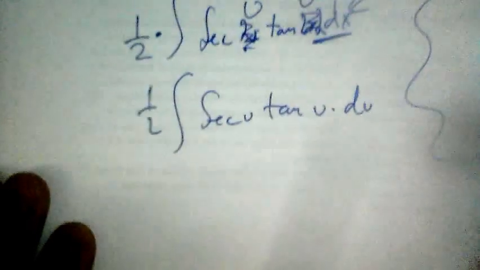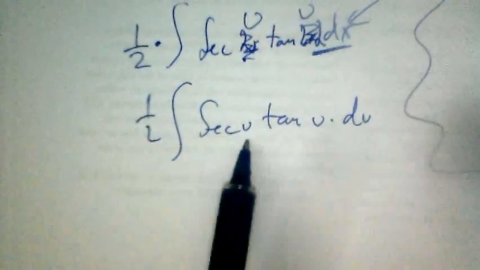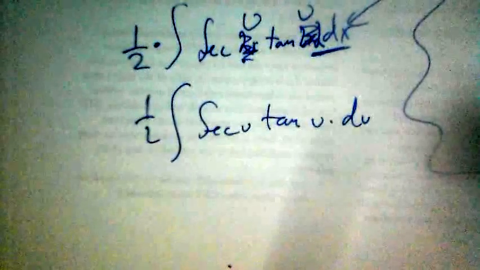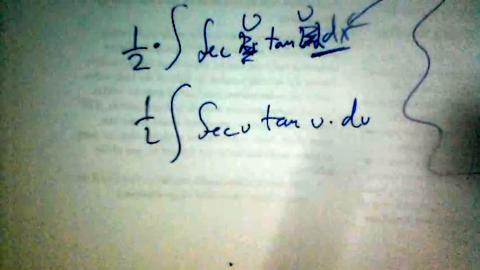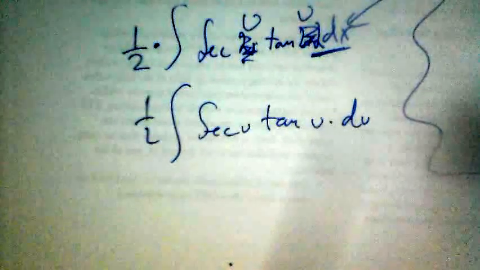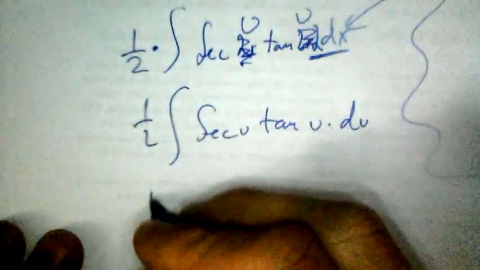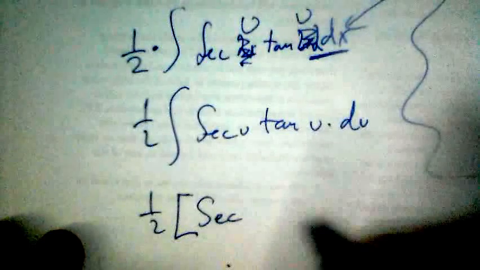And now we resubstitute what u was. What was u? u was 2x. So we put back here 2x, and we get 1/2 of secant of 2x plus c here. And this is our final answer. We solved this using u substitution, and we corrected the value of du by multiplying by a factor of 2 and then correcting it by a half.